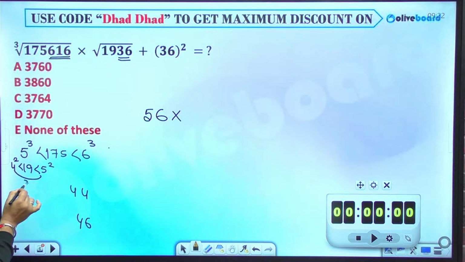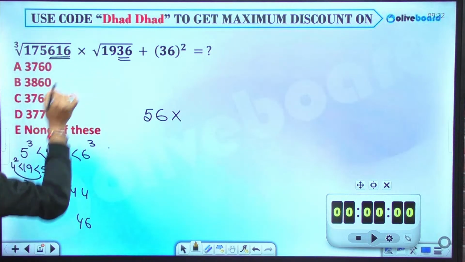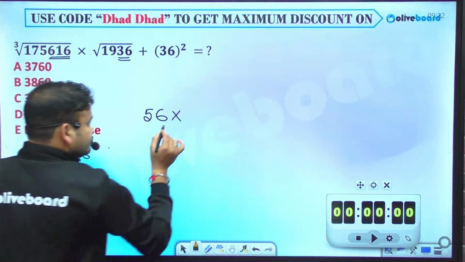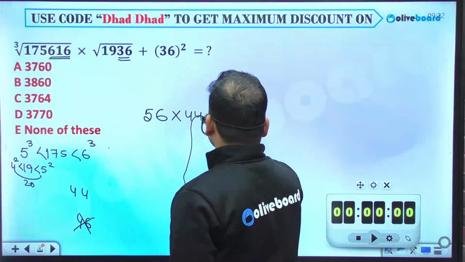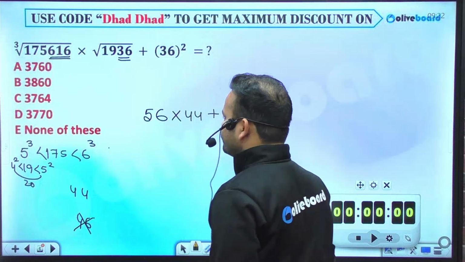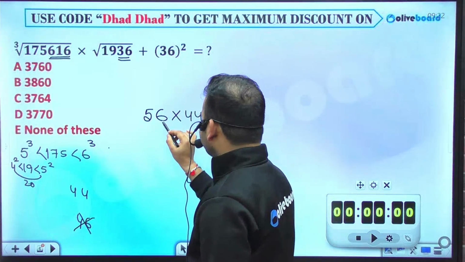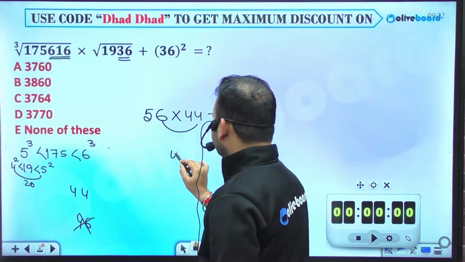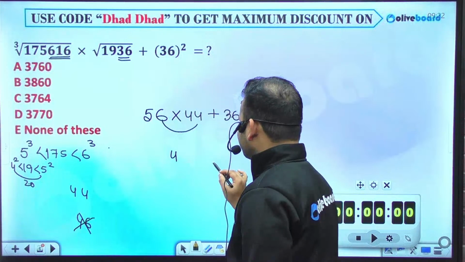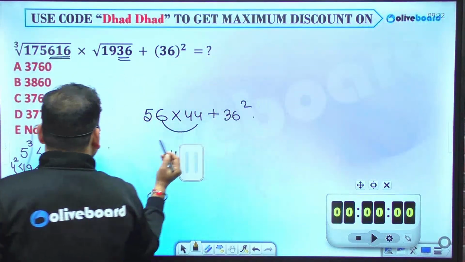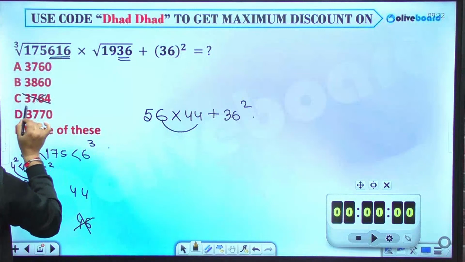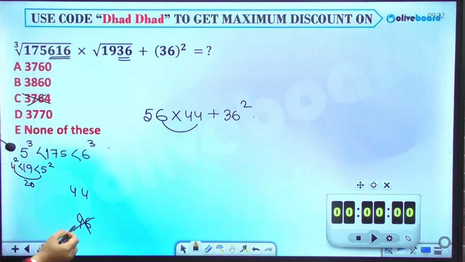4 into 5 is what? 20. So compare with 20. This 19 is less. That means this is a square of 44 plus 36 square. This is your answer. So what about the unit place? The unit place will be 6 into 4, that is 4, and 6 square is 36. So the unit place has to be 6 plus 4, 0. So I am eliminating these two numbers. This will be eliminated. And what about the digital sum?